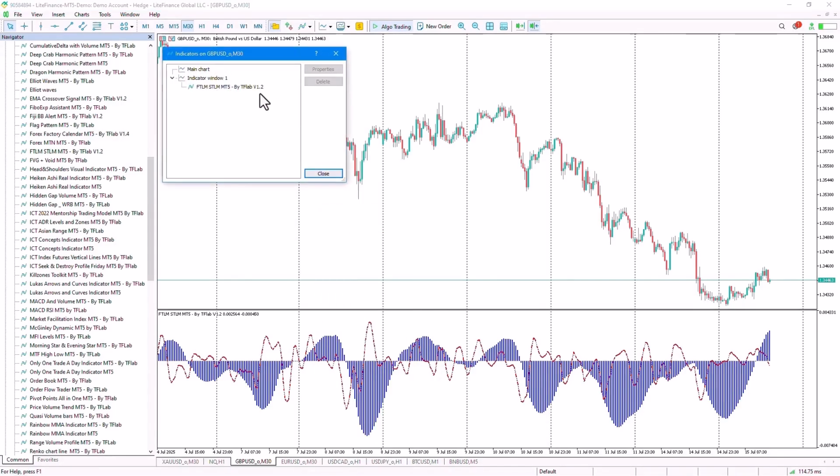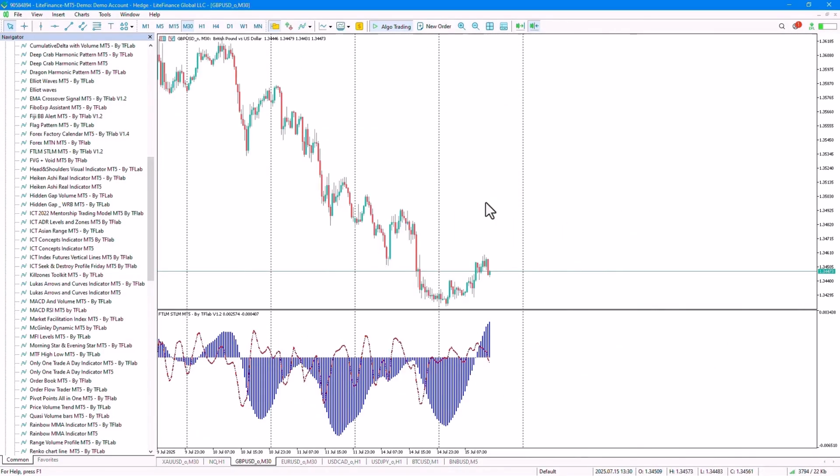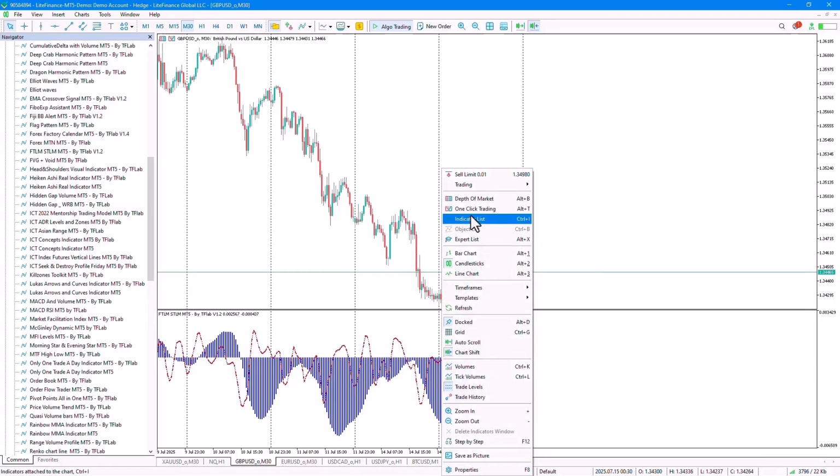In the settings section, under the input tab, there are only two options available to us. These two inputs are related to shifting the STLM histogram and the FTLM line on the price chart. When both of these values are set to 0, the histogram and the corresponding lines are calculated and displayed based on the current selected candle. This ensures an accurate and immediate visual representation of the data.